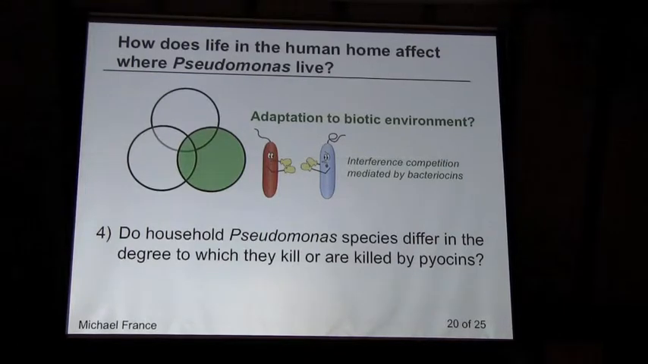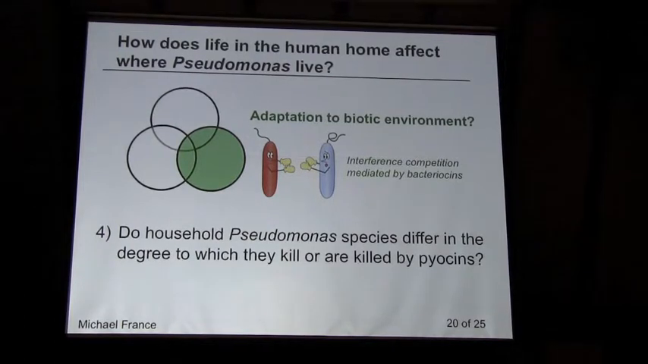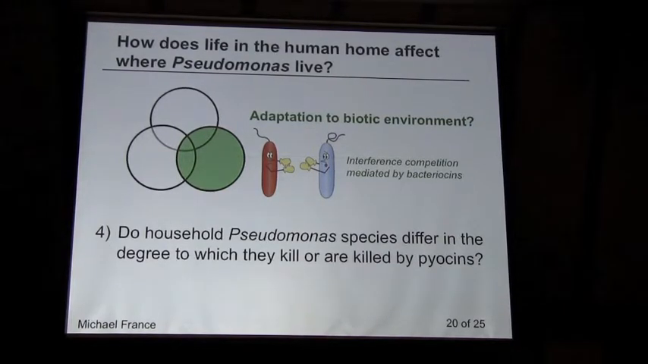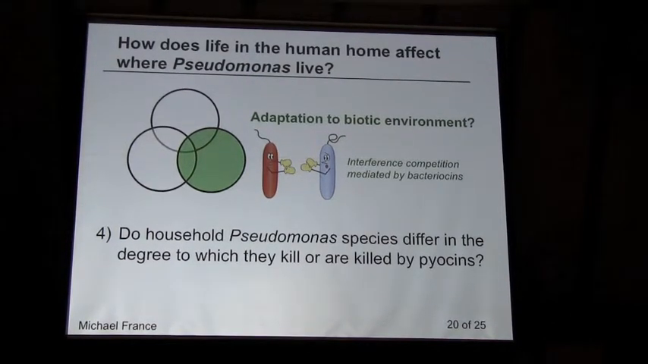But since today I'm talking about the model part of it, and we are doing some work with communities, today I'm going to talk about one of the ways that we've used the strain collection that we have to look at this. And that's to look at the degree to which different Pseudomonas species participate in pyocin-mediated killing. And again, this is work that Michael France did for his undergraduate thesis.